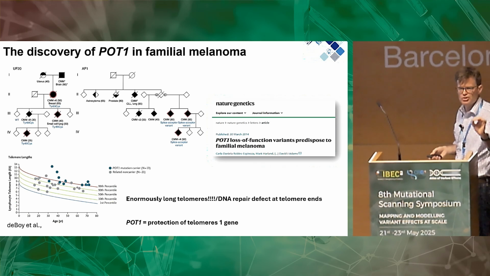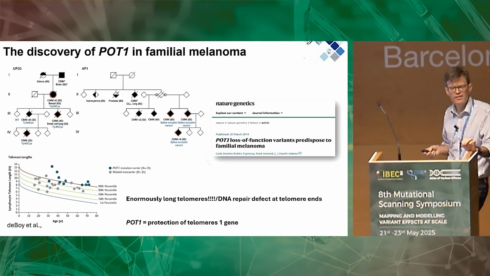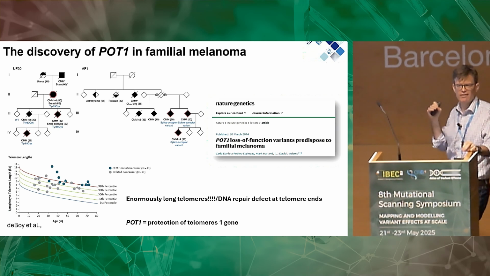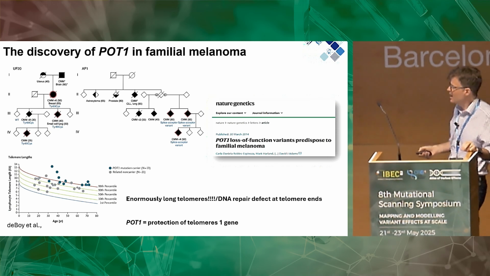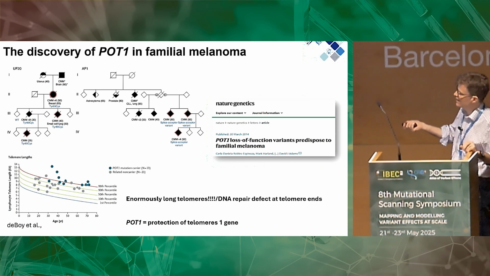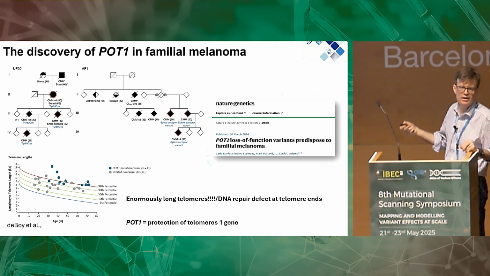So in addition to the germline variants within this gene, the other defining molecular feature of POT1 is that these patients have enormously long telomeres. So this is a graph here that shows telomere length. The people shown here in grey are controls, and the ones in teal are the ones that carry those germline variants within POT1. So the telomeres in these individuals can be 3 or 4 times longer than others within the general population.